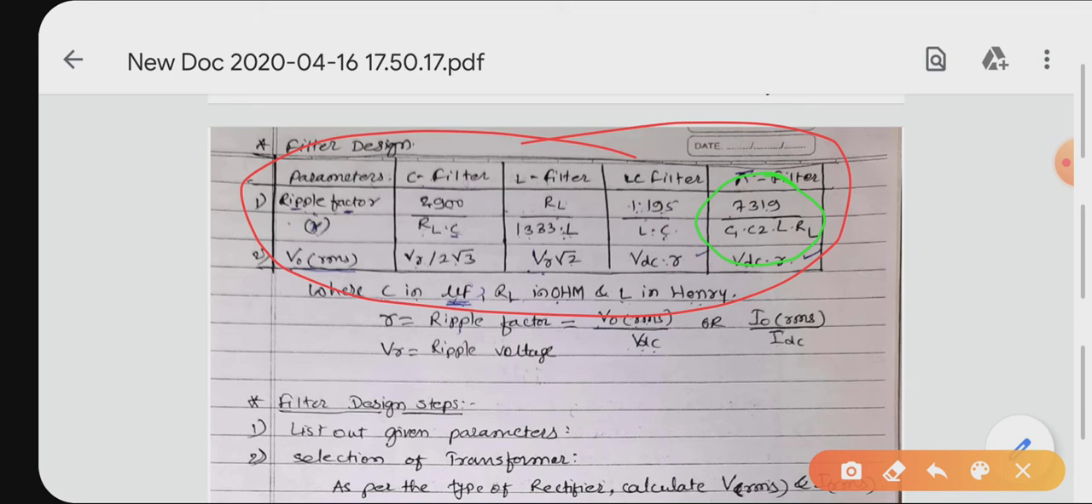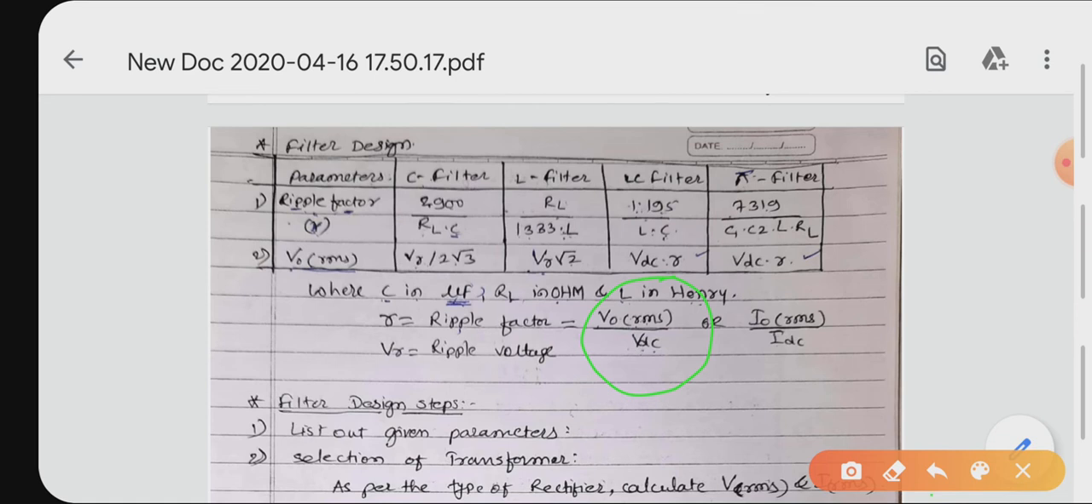Okay, so whatever values you get after calculations for the capacitors, you have to write down the unit as microfarad directly. R is the ripple factor. Ripple factor is the ratio of Vrms by Vdc, or Irms by Idc. That means it is the ratio of the AC value of the output voltage or current to the DC value of the output voltage or current.